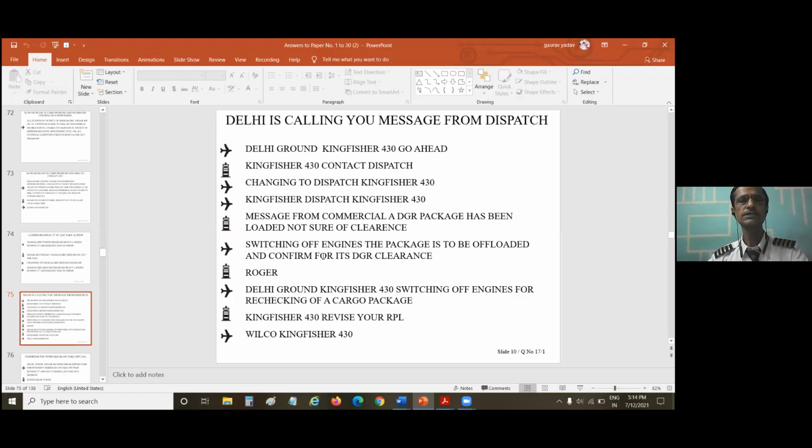So the moment your dispatch department communication is over, immediately you will contact the ground SMC of Delhi and tell him, Delhi ground Kingfisher 780, switching off engines for rechecking of a cargo package. So in fact, you will switch off the engines after informing the ATC. Why? Because the ATC has given you startup. So you must inform the ATC, switching off engines for rechecking of a cargo package. No need to tell him the whole story that our commercial department has called us and they are not sure of the security clearance. Just tell him, I want to recheck a cargo package.